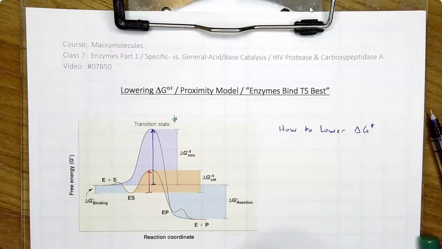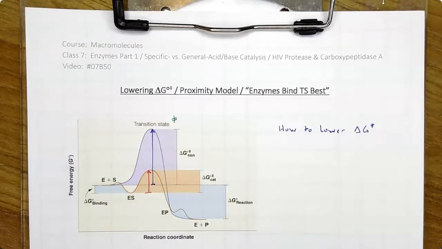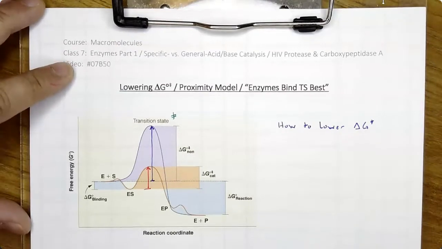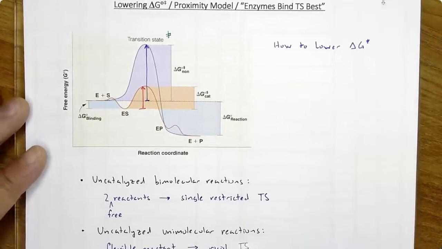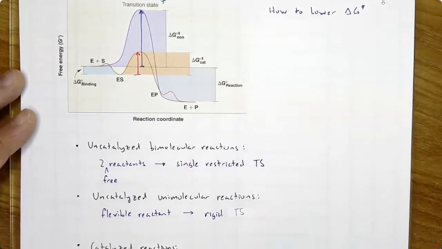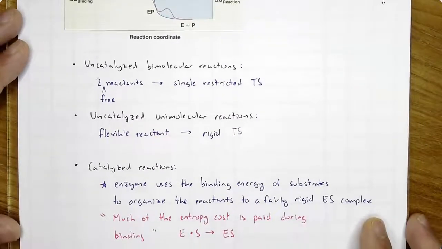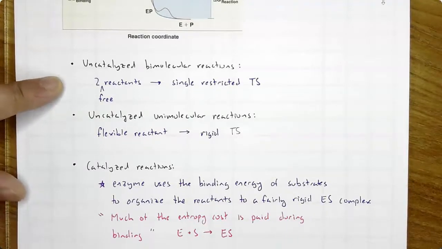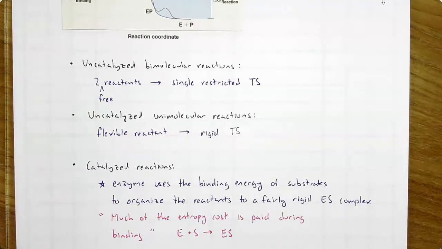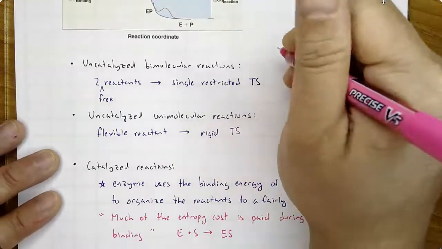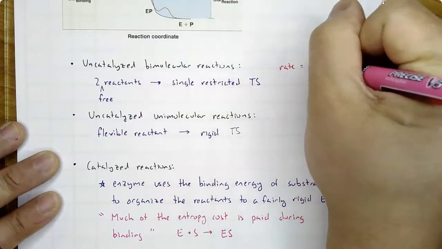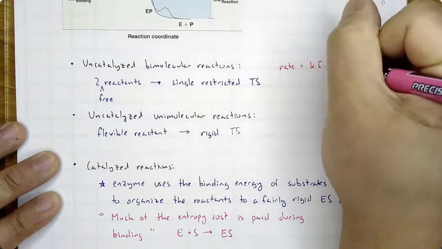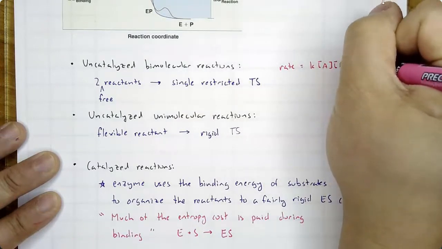Let me give us three situations where we are looking at the rate and how this can be lowered. Let me describe three situations, and we are going to look at the kinetics and thermodynamics of these three. The first one is uncatalyzed bimolecular reactions. You recall that therefore your rate expression would be rate equals k times the concentrations of the two reactants.